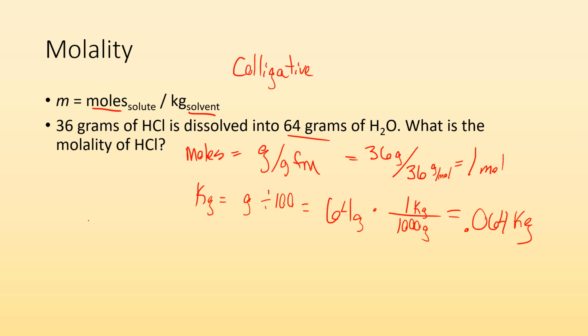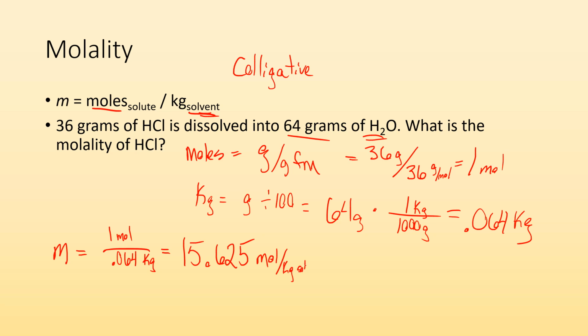So now I can plug it into my equation. My molality is going to equal 1 mole divided by 0.064 kilograms of solvent. Now notice it said solvent, so I was just talking about the H2O, not the combination of the two. And when I do that, I get 15.625 molal, or I could say moles per kilogram of solvent. Right? So there you go.